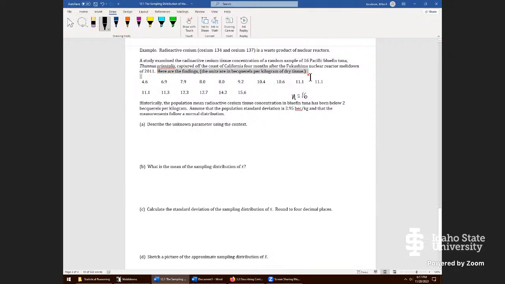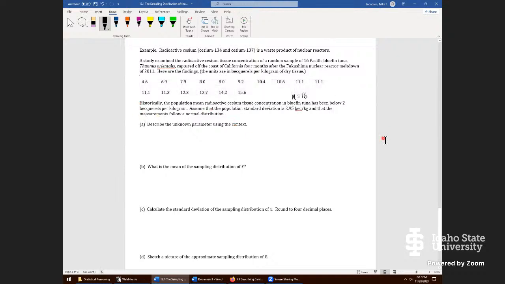So their findings go like this. It's in units of becquerels per kilogram of dry tissue. The becquerels are a measure of radioactivity. The dry tissue is the fish being ground up as they look at the ratio of those. So we have all these data values here.